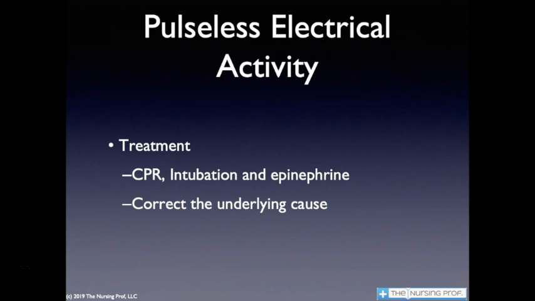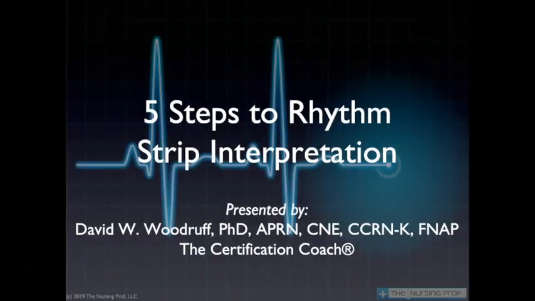So our treatment is CPR, and we need to correct the underlying cause. That's the big thing. We can do CPR, we can intubate, we can give epinephrine, and we can go on and on and on. But until we correct that underlying cause, so remove the blood from the tamponade, correct the tension pneumothorax, correct the electrolyte disorders, etc., until we do that, this patient is not going to start to improve. Prognosis of pulseless electrical activity will depend upon whether or not that patient gets prompt treatment for the underlying cause.